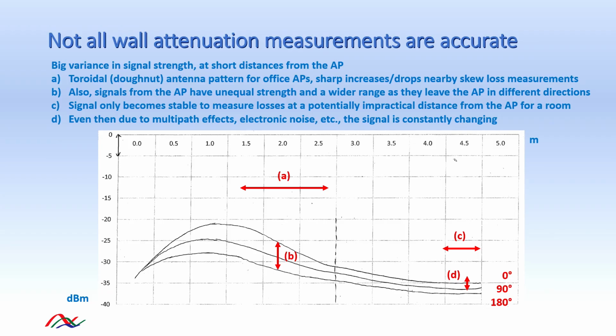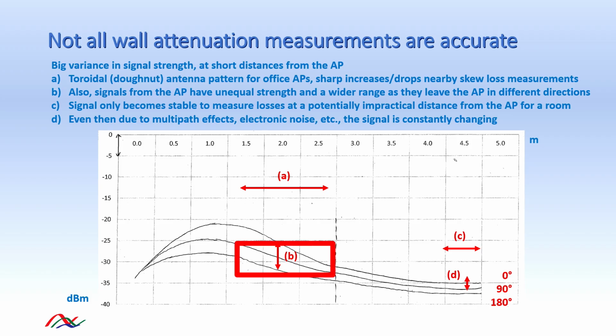However, the pattern of the signals from the APs can make it difficult to get accurate wall loss measurements when trying to measure the signal strength on both sides of a wall from an AP to calculate wall losses. The above graph of actual measurements from an AP shows how the signal strength varies with the distance from the AP in meters because of a combination of the antenna pattern and the inverse square losses. It also shows that signals coming out of the AP in different directions, which then get bounced around a room, have different signal strengths, which create a range of signal strength measurements.